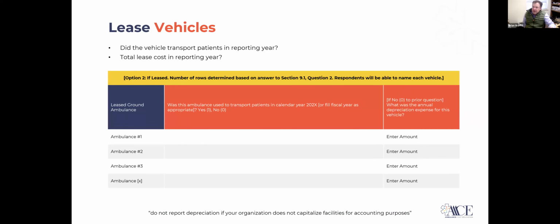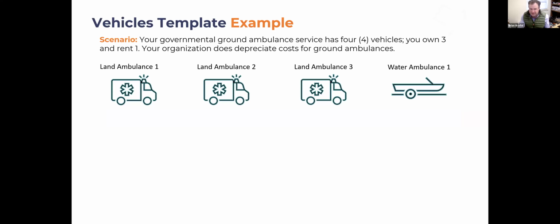For each vehicle that you indicated that you lease, they will then ask you to first indicate whether or not you used it to transport patients in that reporting period. I don't know why it would be no. You'd incur the depreciation whether you use the vehicle or not. But regardless, if you indicate that you lease the vehicle, it will ask you to list the annual lease payments. It wouldn't ask you to necessarily indicate the depreciation. So I think that's just a typo on our part.